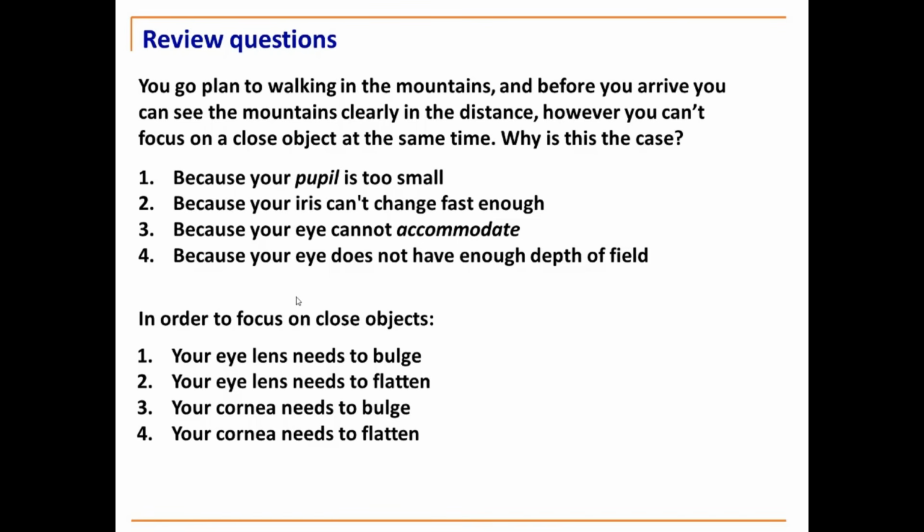You plan to go walking in the mountains, and before you arrive, you can see the mountains clearly in the distance. However, you can't focus on a close object at the same time. Why is this the case? The answer clearly is answer 4, because your eye does not have enough depth of field. Number 2, in order to focus on close objects, your eye lens needs to bulge. So hopefully you got that. That's the first one.